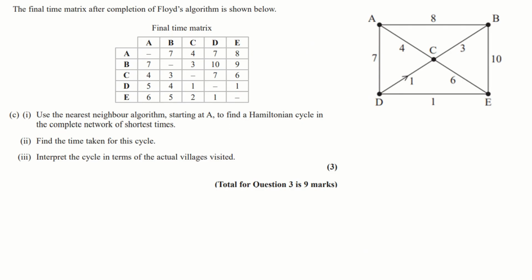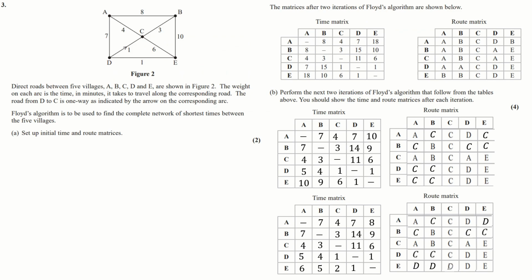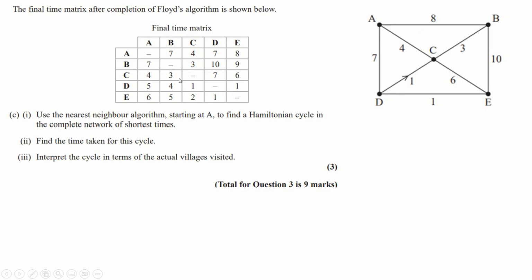And then they're saying they've done the final iteration themselves, and got to here. So this is the optimum matrix that we've got here, using the nearest neighbor algorithm, starting at A, find a Hamiltonian cycle. So we start at A, we go to its nearest neighbor, which is, we should really be moving this way because A to these ones is from here.